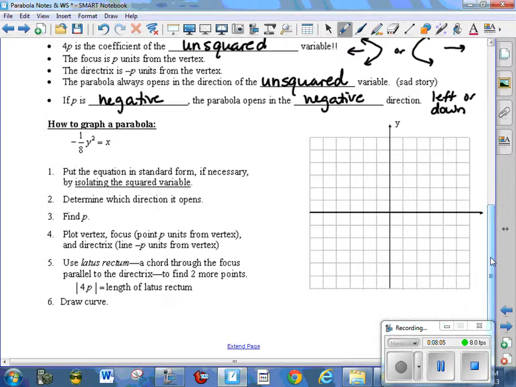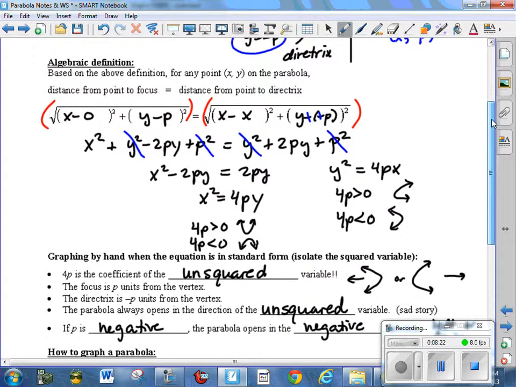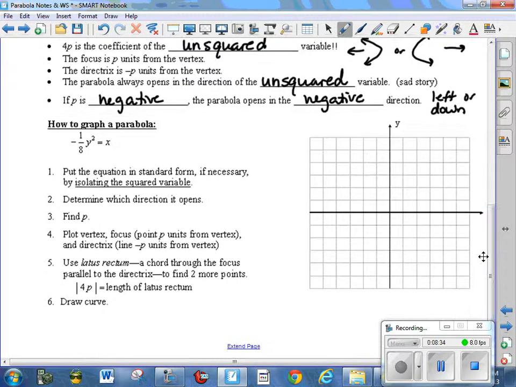All right, having been armed with all these delightful and useful facts, now we are going to look at how to graph a parabola. So you're given an equation, and the equation has one squared and one unsquared variable, so we know by that fact that it is a parabola. So put it in standard form. Let's go up and look at our standard form. Standard form is x squared equals 4py, or y squared equals 4px. So notice standard form is with the squared variable by itself. So we're going to isolate the squared variable.